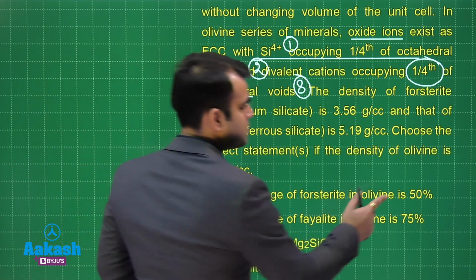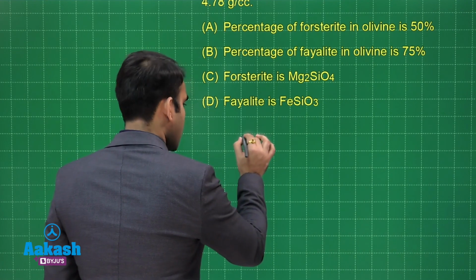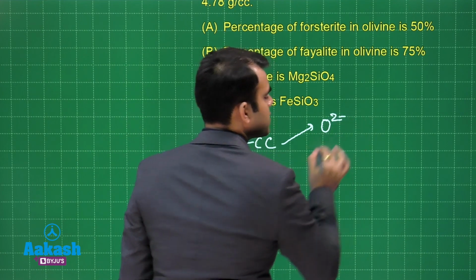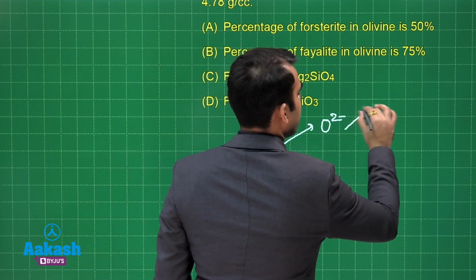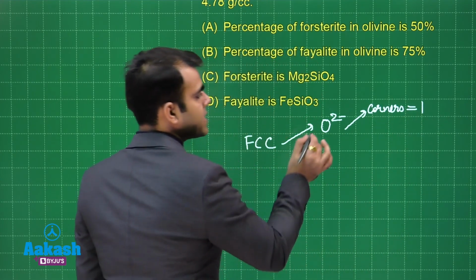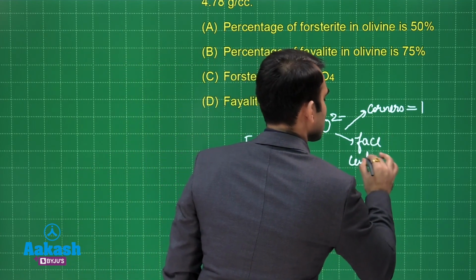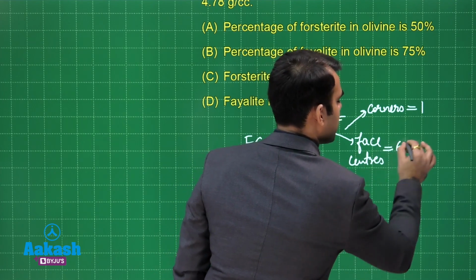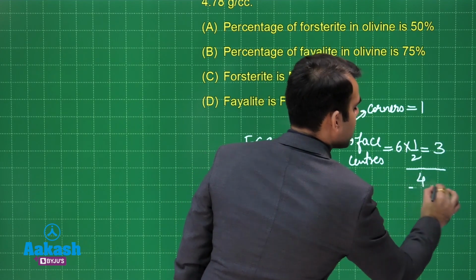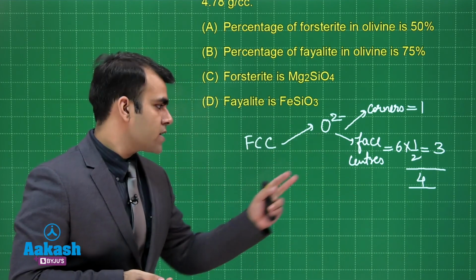Now we will start from the very beginning, where we have been given that we have an FCC lattice, and we know that in the FCC lattice the lattice is formed by oxide ions, present at corners, where the contribution is 1, that is 8 into 1/8, and from face centers the contribution is, with 6 faces and half contribution each, total 3. So total oxide ions in my lattice is 4, and the total negative charge is 8, that is 4 into 2-.